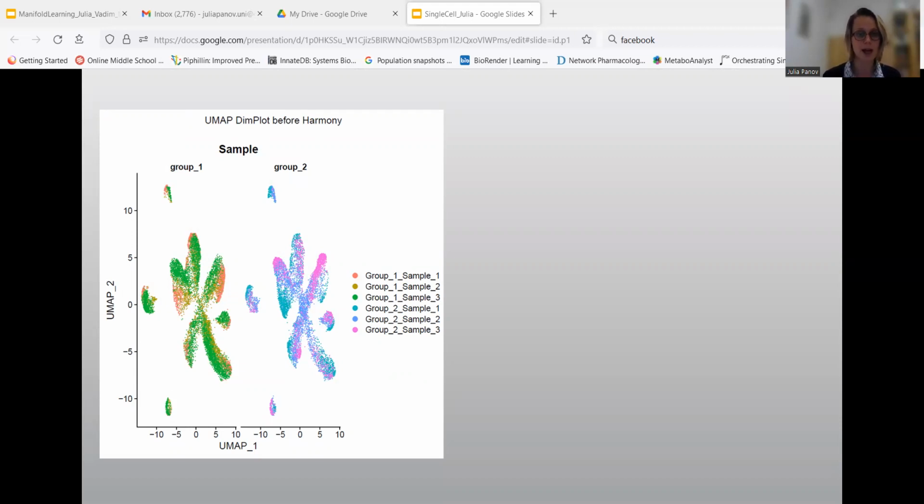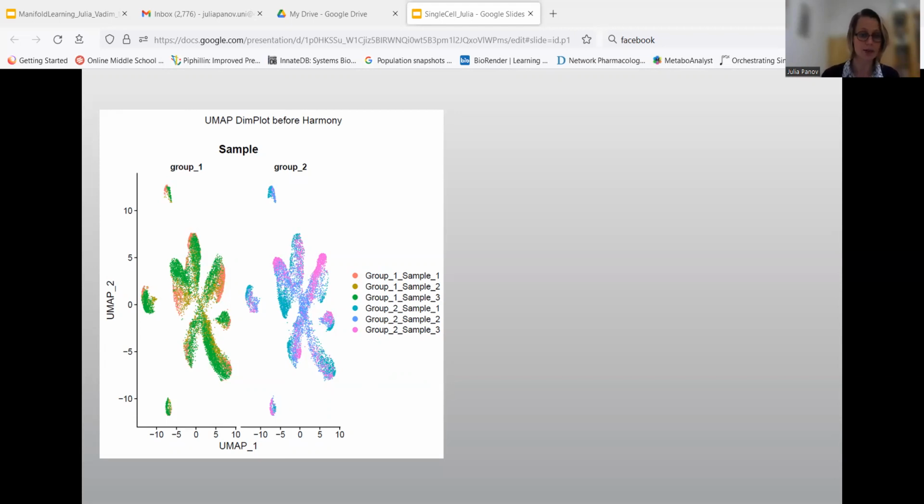You can see that before batch correction, samples are actually separated from each other, even though they belong to the same group. So in group one, the green and the orange dots take up different parts of the UMAP space. The same as in group two, blue and pink dots are separated. In reality, however, we assume that cells taken from the same biological conditions would represent the whole assembly of cell types, the whole cell populations, and thus would be spread out across the whole of UMAP space.